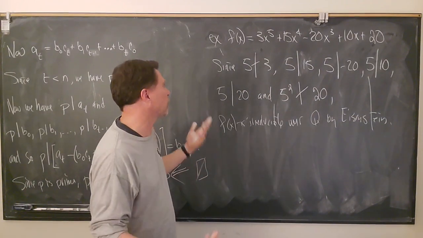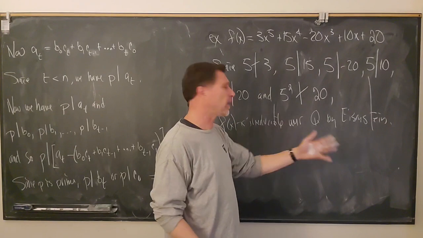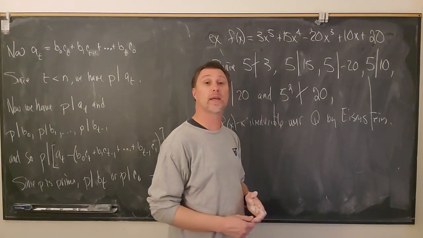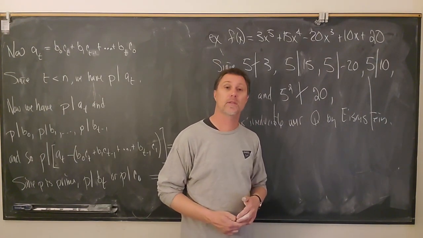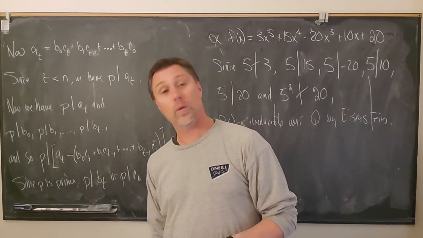Sometimes it works, sometimes it doesn't. If you can find a prime that satisfies those conditions, then without any real arithmetic, you can just make a conclusion: irreducible over Q. Okay, so we're going to start a new chapter, I think, next time. Okay, so we'll see you then.